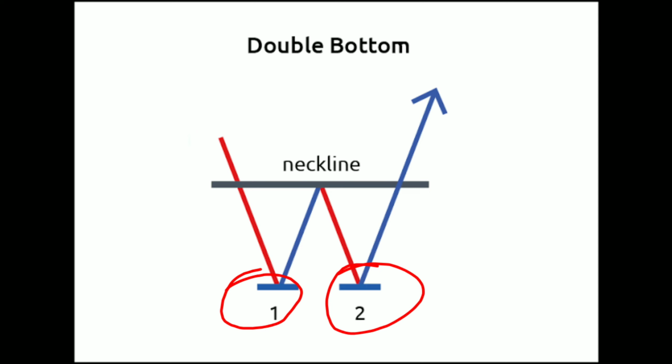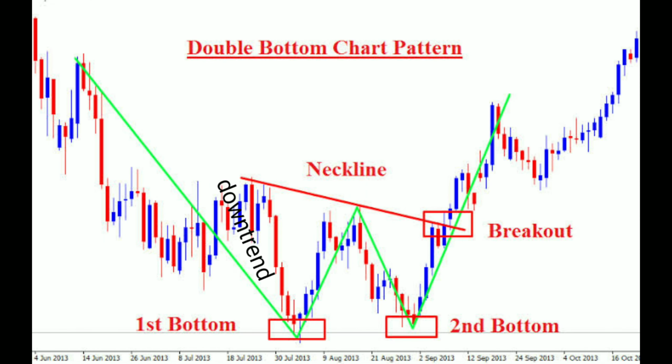The first low is formed after a strong downtrend and then the price is retraced back to the neckline. After reaching back to its neckline, the price becomes bearish and falls again to form the second low. The formation of this pattern is completed when the prices move back to the neckline after forming the second low.